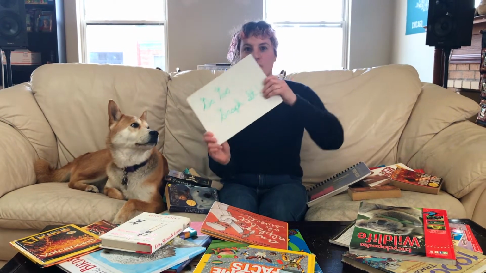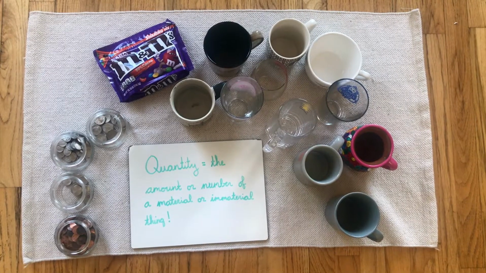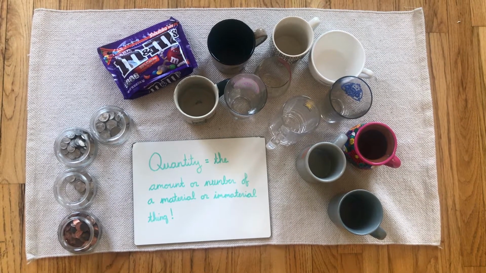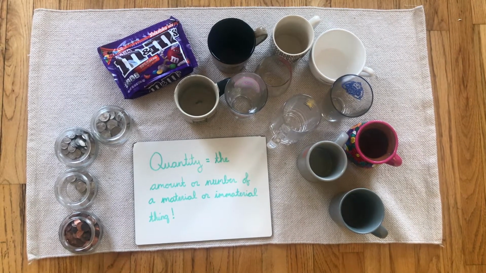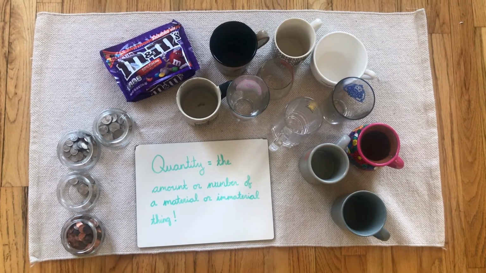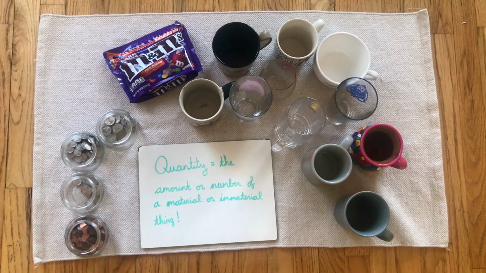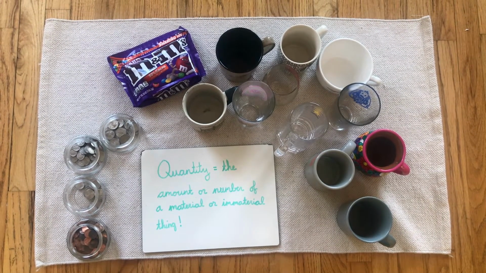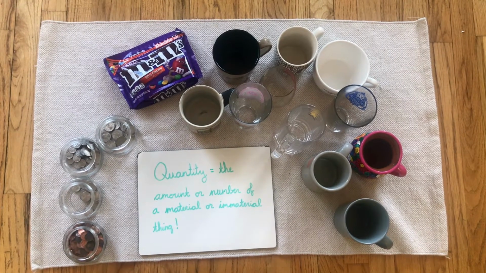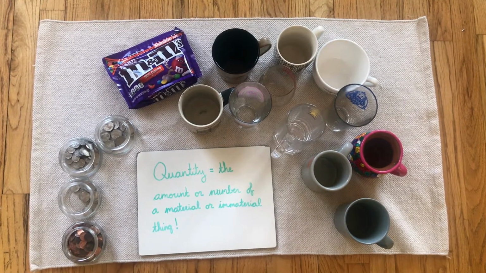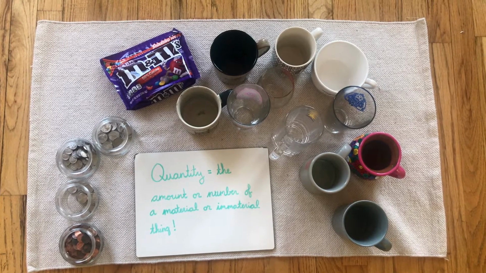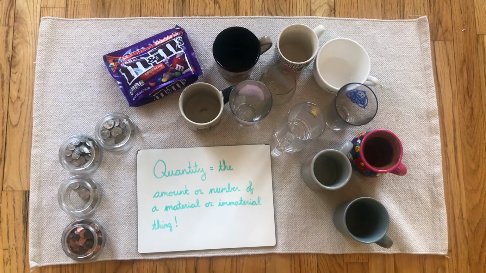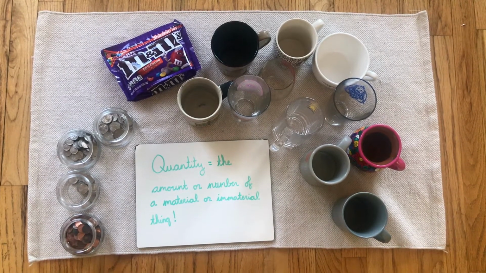Go Graph It. Whoosh. What exactly is quantity? Quantity is the amount or number of a material or immaterial thing. Material items are things such as coins, M&Ms, or even mugs. So let's say I wanted to find out how many pennies I had versus how many dimes versus how many nickels versus how many quarters. Or how many red M&Ms I had versus how many green versus how many yellow versus how many blue. Or how many mugs do I have versus how many glasses. That would be measuring material quantity.